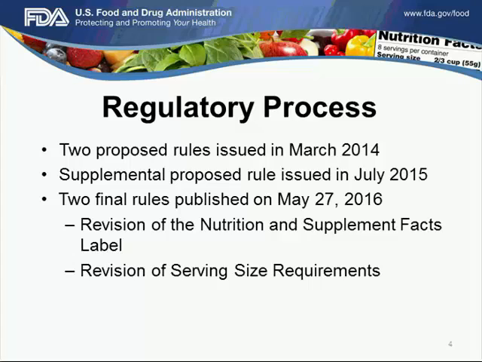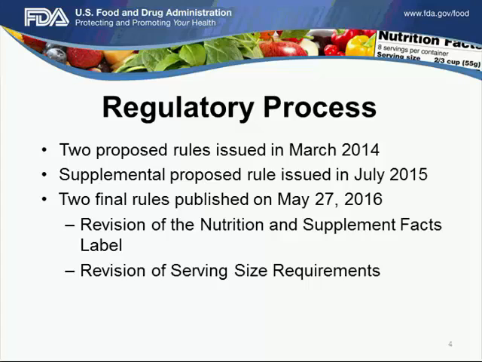There was a long and extensive regulatory process that was undertaken in order to update this, so that there was significant public comment and input provided into the final rule. The regulatory process started back in 2002 with 4 ANPRMs, or advance notices of proposed rulemaking. The feedback we got as part of that initial rulemaking led to 2 proposed rules that were issued in March of 2014. That started the formal regulatory process, and we received much public comment as a result of those proposed rules.